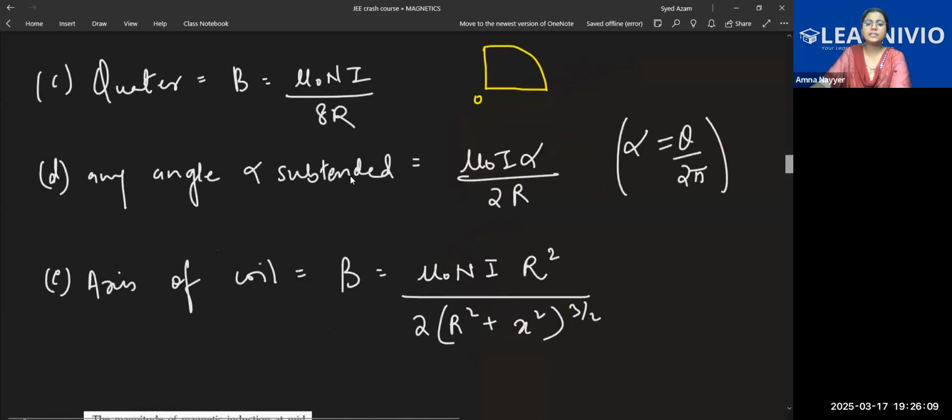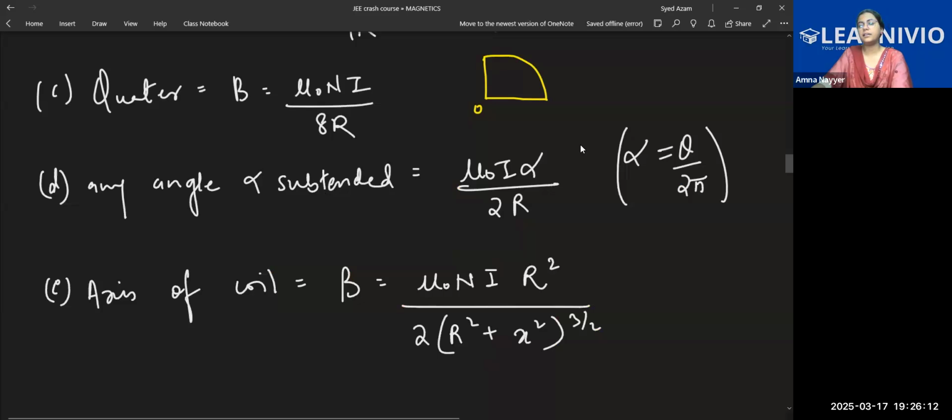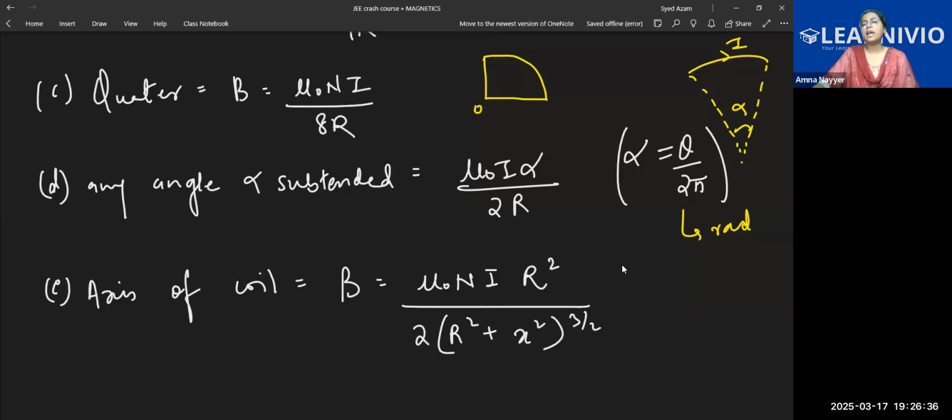And coming to any angle alpha subtended. Suppose there's a random arc and this is subtending some angle alpha, and this part is carrying the current. Questions have been asked from this in 2023 also. So B is mu naught I alpha by 2r. And if you need to write it in radian, because many times we require the angles in radian, and if it's not mentioned, you multiply it with theta by 2 pi, for conversion into radian.